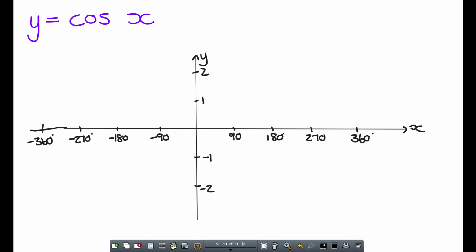Because I say 1 is minus 360. So then you plot 1. Then at minus 270 it's 0. And then at minus 180 it's minus 1. Remember, you're going to have two C's. So this is on the negative side and that's on the positive side.